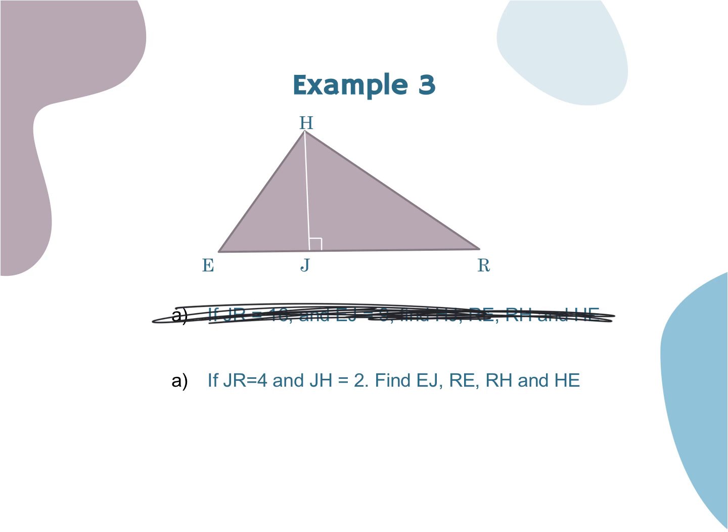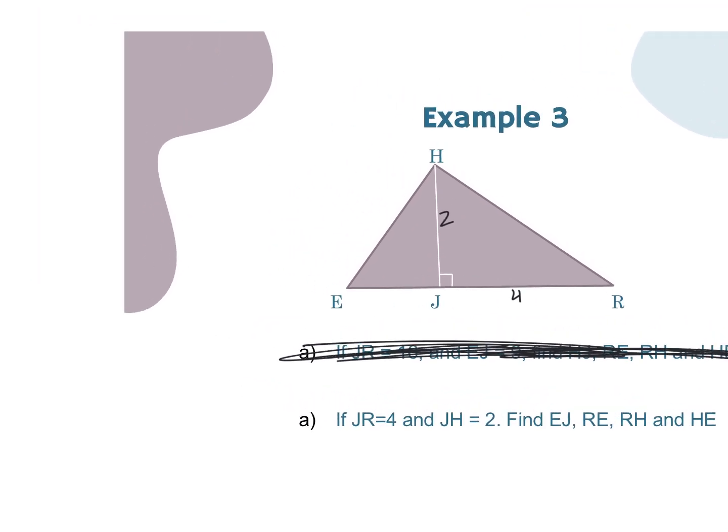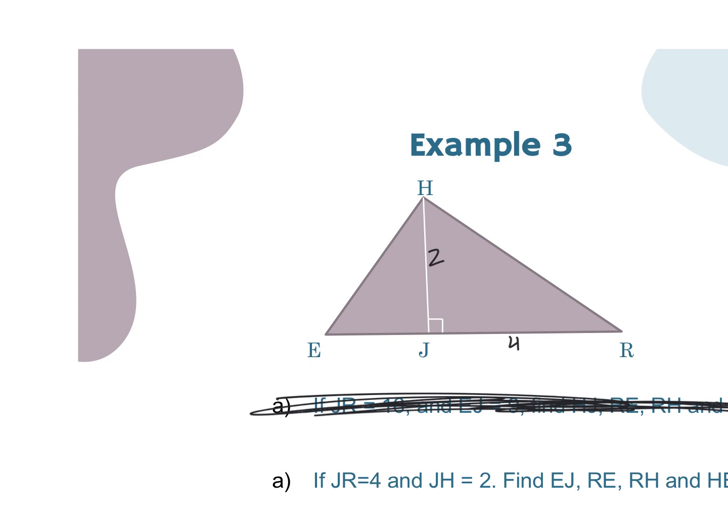First thing you had to solve was EJ, but before that you should have plugged everything in. JR is 4, JH is 2. EJ, when you were solving for a segment and you have an altitude and your second segment, you are plugging it in. Segment 1 over your altitude equals your altitude over segment 2. Do I know what segment 1 is? No, I do not, so I'm representing that as x.